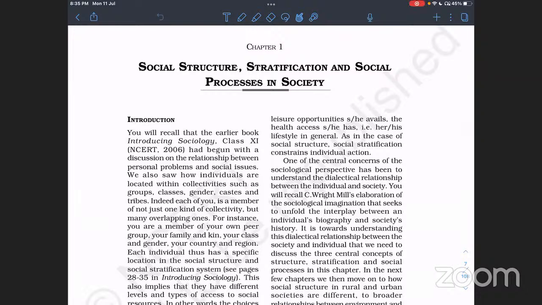In regular classrooms, we will also discuss what is the difference between the caste system and the class system. But for the present discussion, we don't need that. Then one more kind of stratification is there, if you have observed.